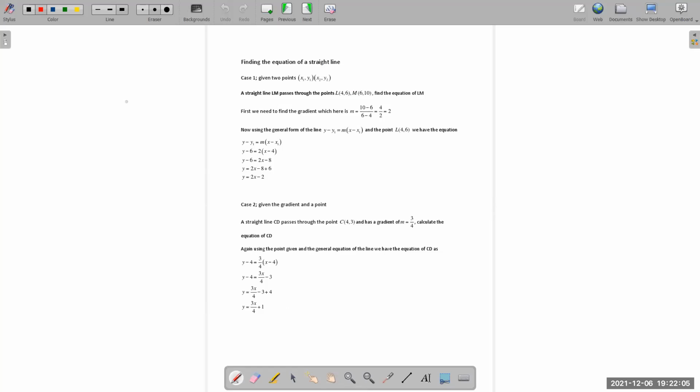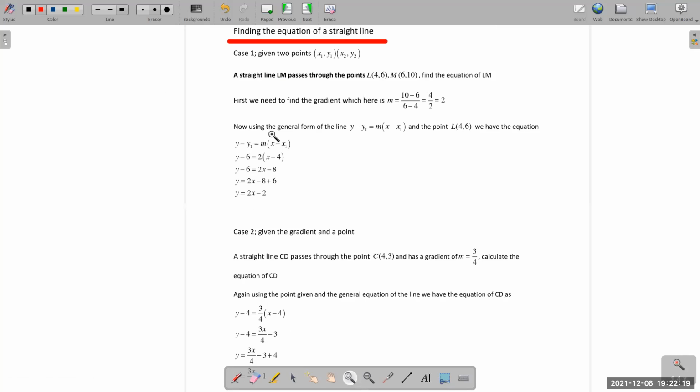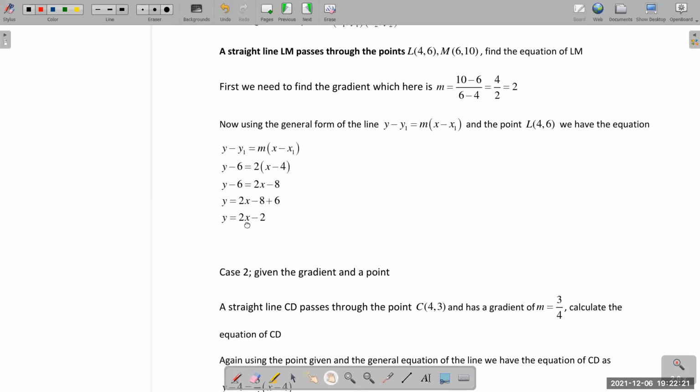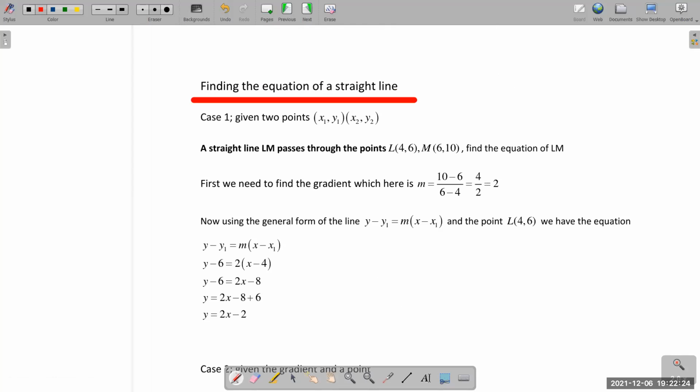So we're going to learn this concept here. This is your new topic, so please write this down so that you know that this is our last topic: finding the equation of a straight line. There are two ways that they could ask you to do this. The first way is by using 2 points. They're going to give you 2 points and ask you to find the equation of a straight line.